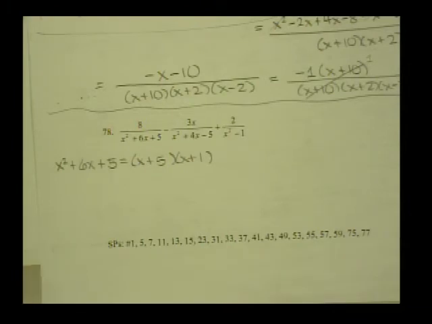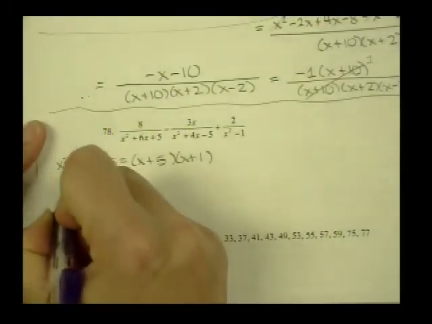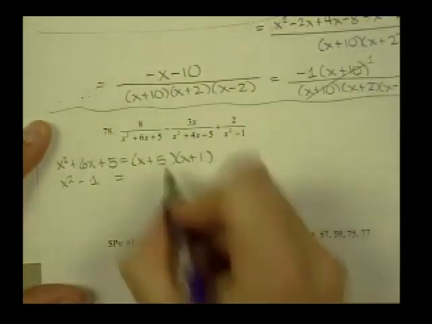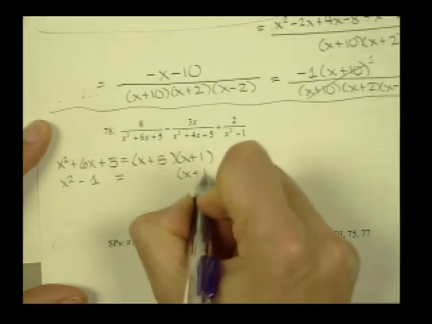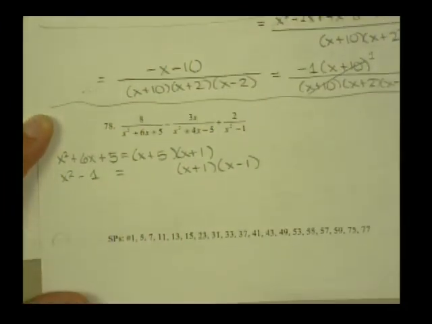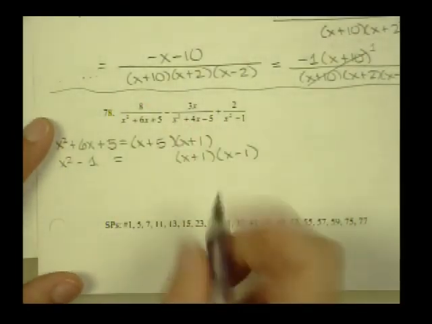I'm going to do the x squared minus 1 next. You can do them in whatever order you want. That one's just easier because that's the difference of squares. So I already have an x plus 1, and then I'd have an x minus 1. And then I have the one in the middle left.